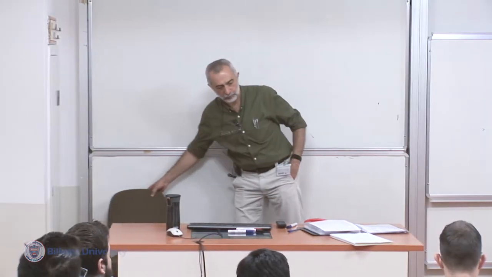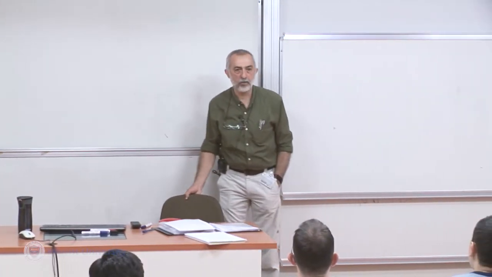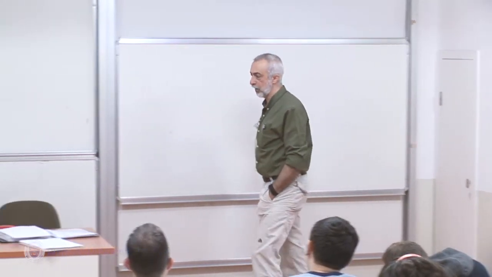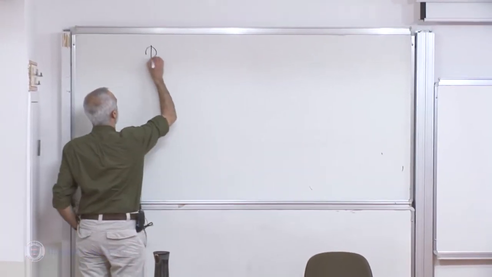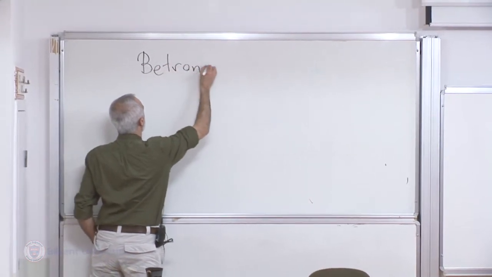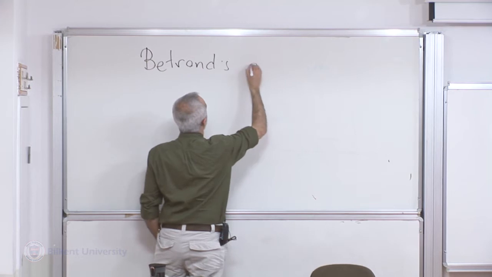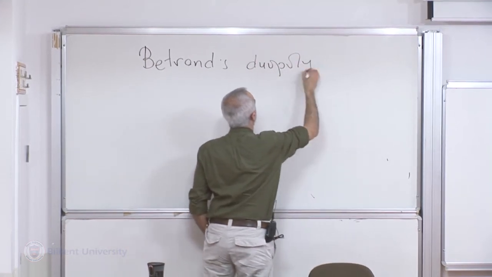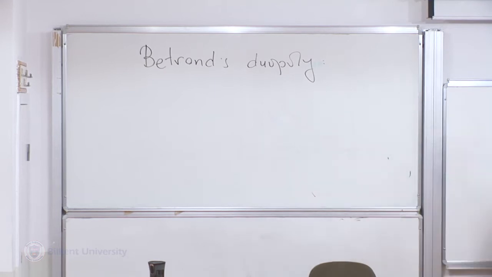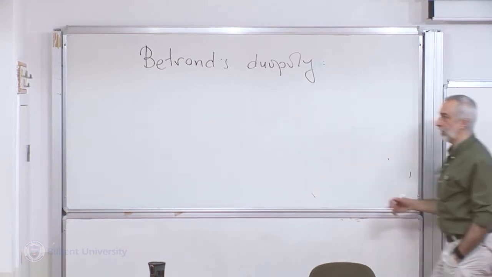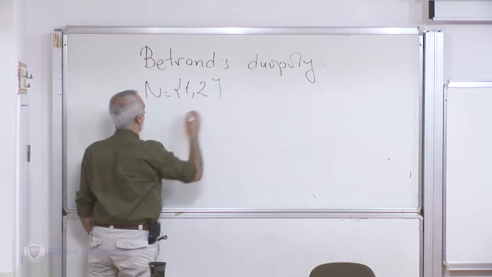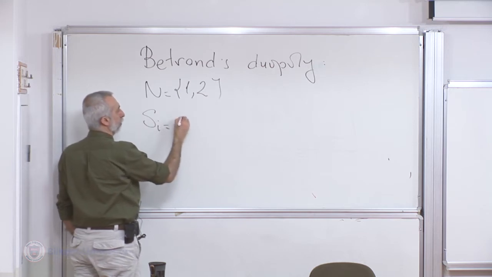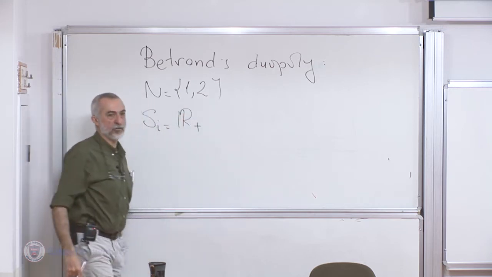So what we'd like to do is, what would happen in such a game? What would you predict or prescribe in a Bertrand model? So it's Bertrand's duopoly. Okay, let's again restrict ourselves to two firms. So the model is there's two firms. Strategy set of each firm is again a non-negative number.